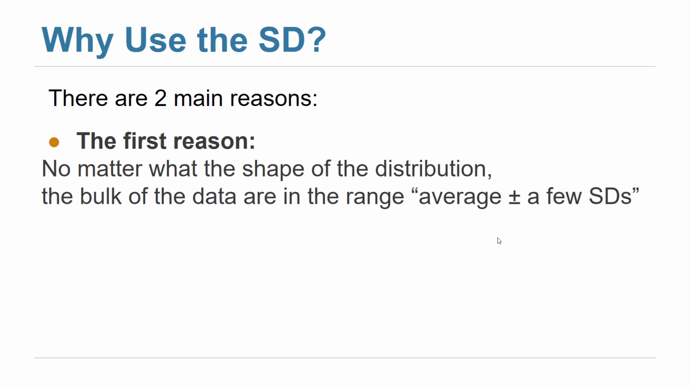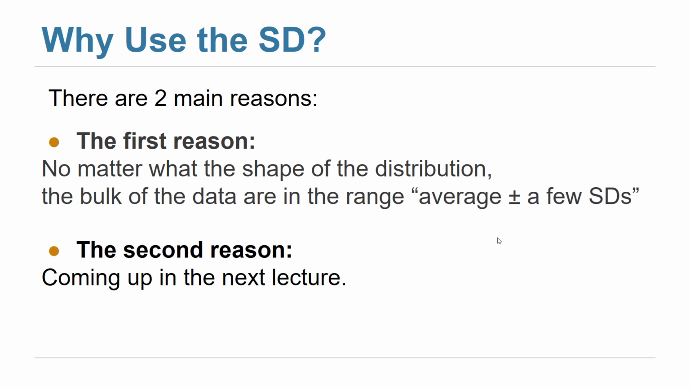How can we quantify that range? It is bigger than the average by a few standard deviations, or smaller than the average by a few standard deviations. So most of the data is in the range of the average plus or minus a few standard deviations. We will talk about that in detail very soon. The second reason we will see in the next lecture.